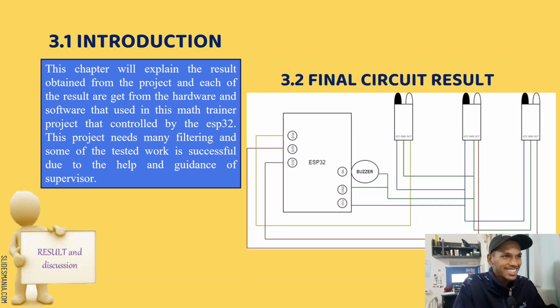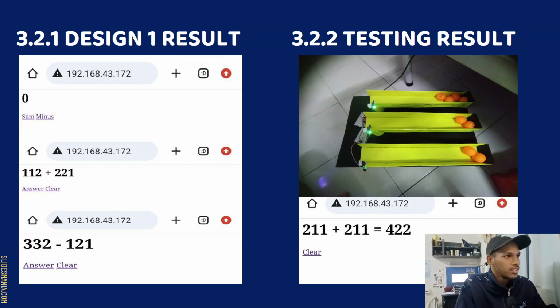Okay, on the right is the final circuit result. So you can see how the circuit looks like. On 3.2.1, this is design one result which the user can see on the ESP32 web server. The number 192.168.43.172 is the IP address that is given in the Arduino IDE. So you can see there are some examples that I tried.